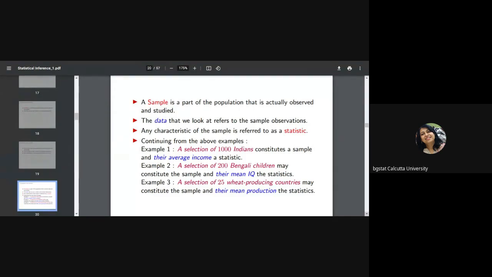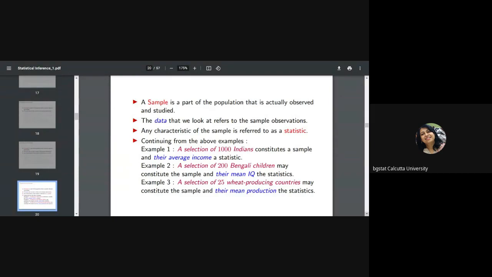So we considered the entire adult population of India and their average income. This is a parameter. If we select 1,000 Indians from this population and we measure the average sample income of these 1,000 Indians, then this is called a statistic. We might measure the mean income, so that is one statistic. We might measure the standard deviation of the income, that is also a statistic. Similarly, for the Bengali children, we might select 200 Bengali children age 14 and look at the mean IQ, the median IQ, the range of IQ.